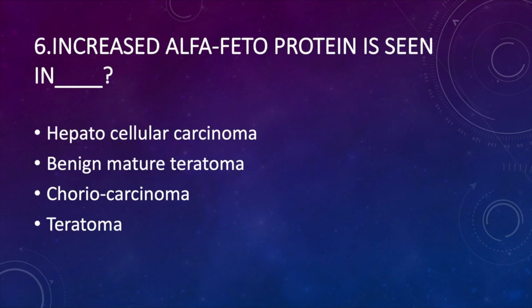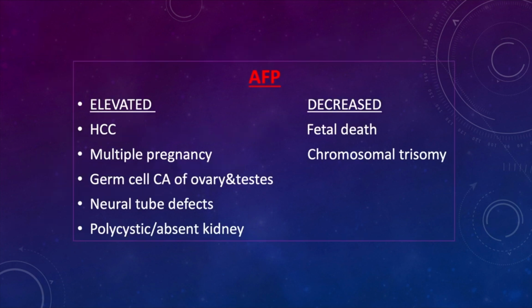Increased alpha fetoprotein is seen in option A, hepatocellular carcinoma; option B, benign mature teratoma; option C, choriocarcinoma; option D, teratoma. Answer option A, hepatocellular carcinoma. Alpha fetoprotein is elevated in hepatocellular carcinoma, multiple pregnancy, germ cell CA of ovary and testis, neural tube defects, and polycystic or absent kidney. Alpha fetoprotein is decreased in fetal death and chromosomal trisomy.